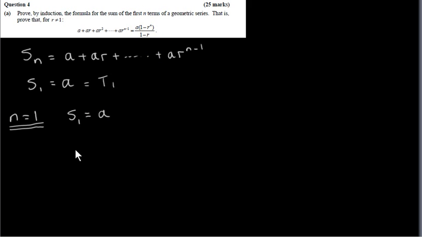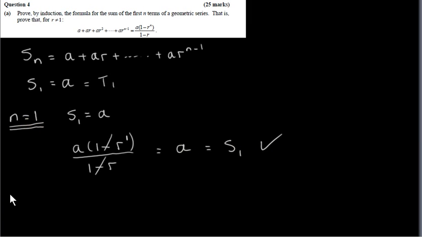So let's take that formula and plug 1 in for n. So we just replace n with 1. And we see that the 1 minus r's cancel, and we do get a, which is S1. So the formula is true for n equals 1. So that's the first step in proof by induction.